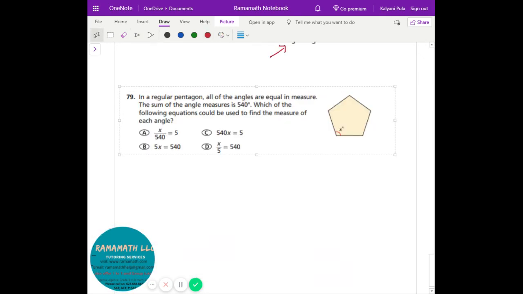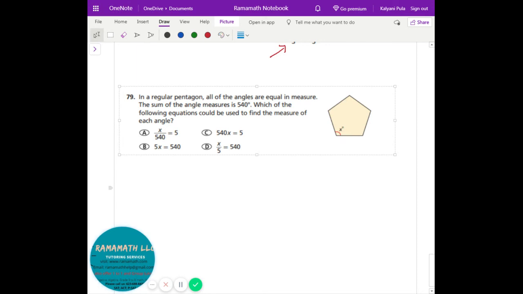That's good. So in this question, the regular pentagon. Regular means all the sides are the same length and all the angles are the same. But the total is given as 540. If you add all of them, it's 540. And we need to find out how much is each.